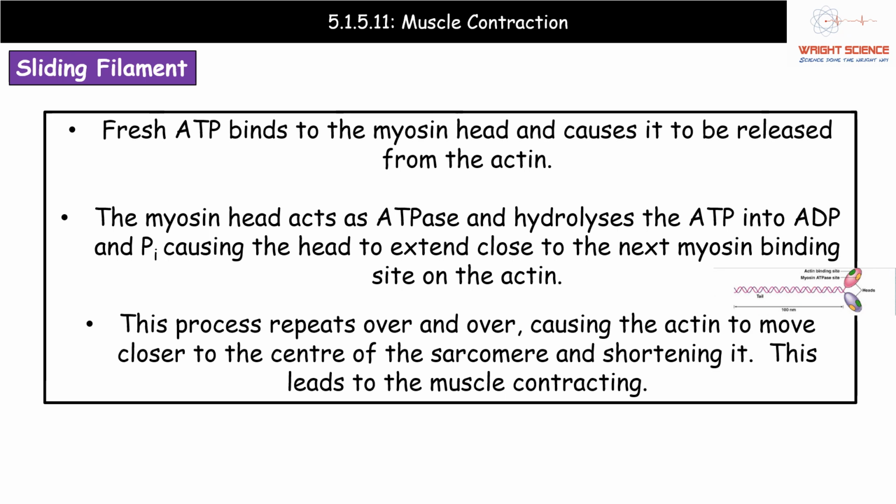So we keep ratcheting the actin further in. Each time the myosin binds to the actin, we get that change in shape and it pulls the actin a bit further in. ATP binds to the myosin, the crosslinks are broken, it returns to its original place and continues. As a result of that happening over and over again, the muscle contracts.